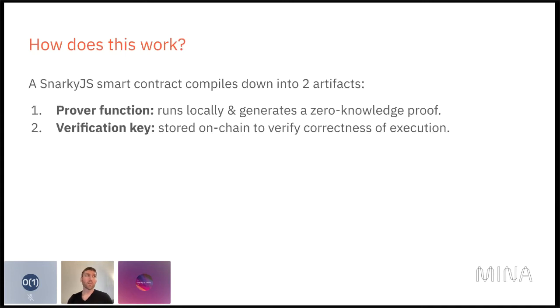So how does this work? Let's say you write your smart contract in SnarkyJS, and then you compile it, you build this. You end up with a couple different things. A prover function that runs locally and generates that zero-knowledge proof. And that's what runs in the user's web browser as part of their zkApp. They do some kind of operation in your zkApp, and they run that prover function to generate that proof. And so that's the one artifact that's created. And the other one is the verification key.